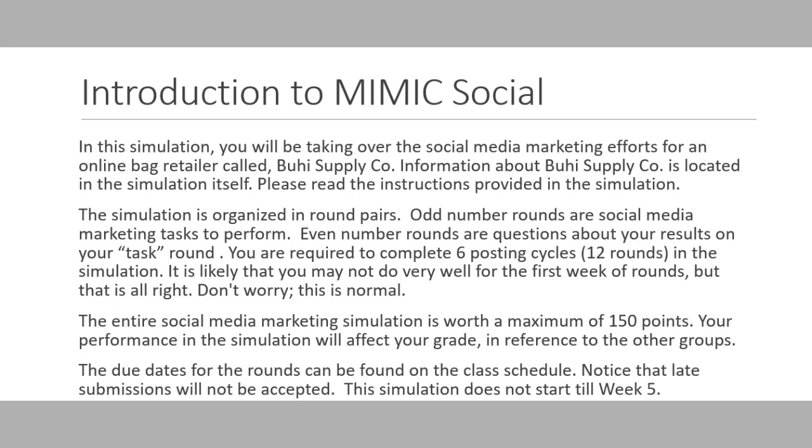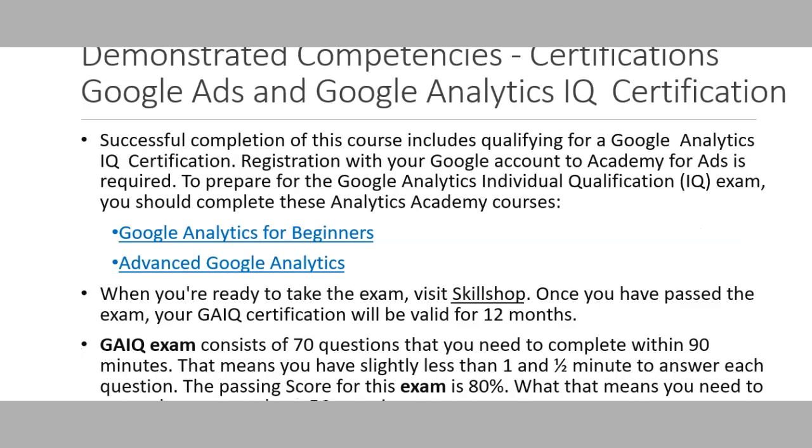You are required to complete 6 posting cycles. This is 12 rounds. So the first posting cycle is rounds 1 and 2. The second, 3 and 4, and on till we get to 12 rounds. And very honestly, you may not do very well in the first week of rounds, but that's okay. It's pretty normal. We put more weighting in the later rounds in terms of points and scoring. This simulation is worth 150 points. And the due dates are, again, in the schedule. We do not start this one until week 5.